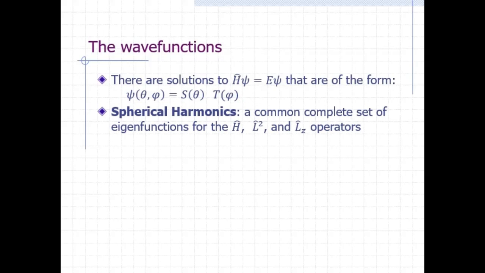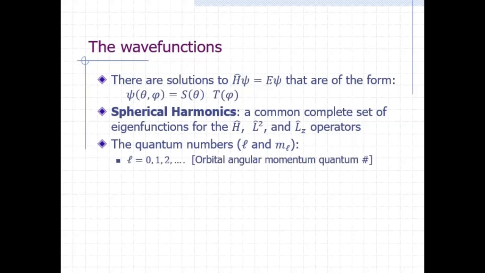The spherical harmonics form a complete set of eigenfunctions, not just for the Hamiltonian operator, but also for the L-squared and Lz operators. The L-squared operator is the quantum mechanical operator for the square of the magnitude of the angular momentum. And the Lz operator is the quantum mechanical operator for the z component of the angular momentum. Two quantum numbers, L and m sub L, are associated with each spherical harmonic function. The restrictions on the quantum numbers are as follows.